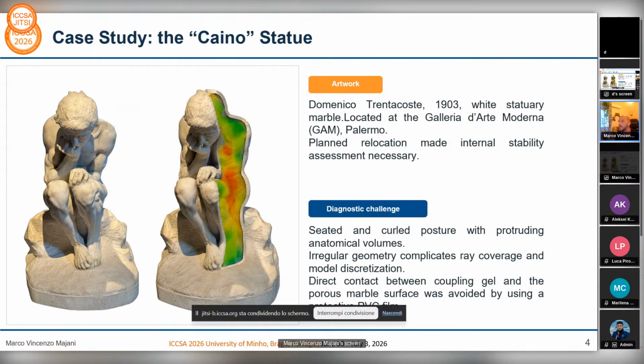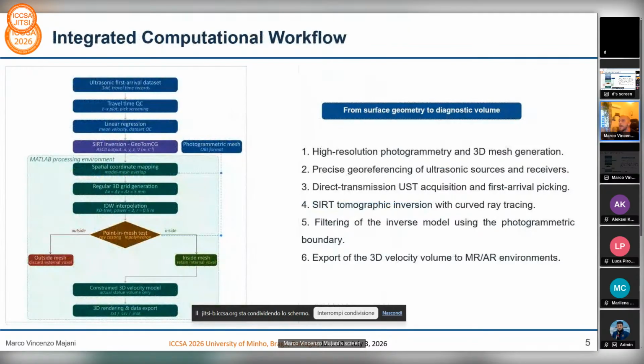There was also an important conservation constraint: direct contact between coupling gel and the porous marble surface had to be avoided. For this reason, a transparent PVC film was applied to the statue before placing the reference markers and positioning the ultrasonic measurements. In these slides, I summarize the complete workflow from surface acquisition to diagnostic visualization.